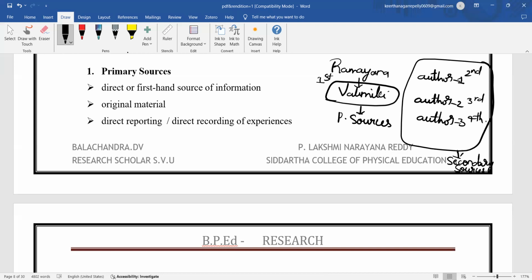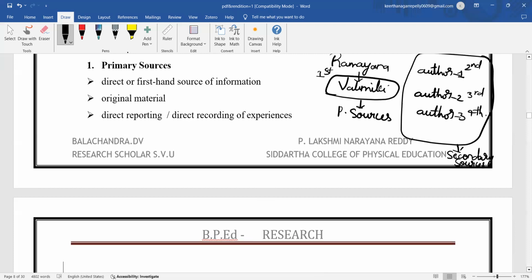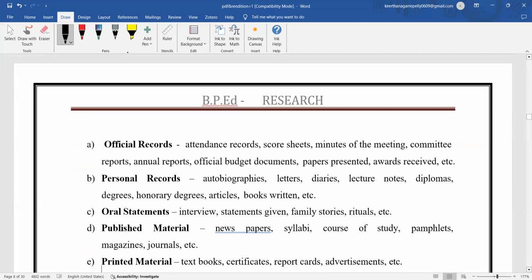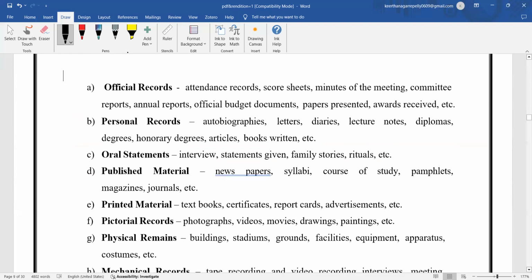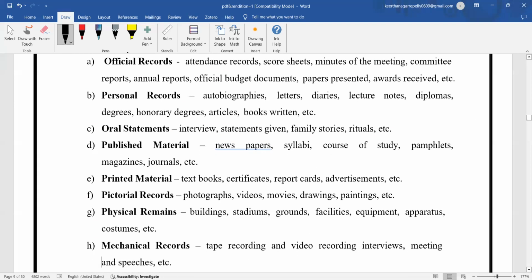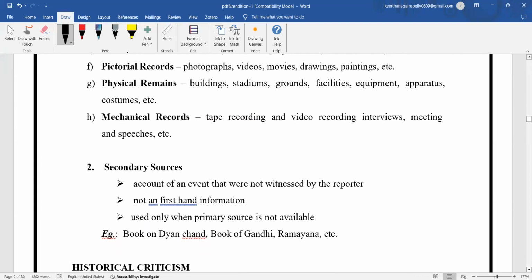So the primary source is the very first thing, the very first written material, the original material. Later on, whatever copies are made from the original source are called secondary sources. As you can see, many examples are given here: official records, personal records, oral statements, published material, printed material. All these come under primary sources.